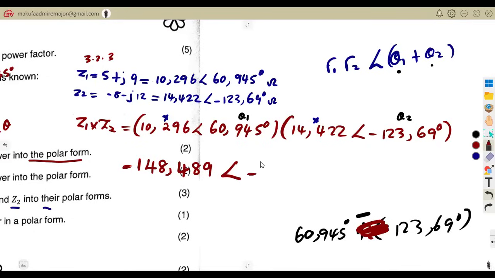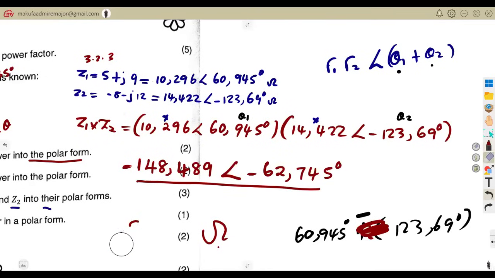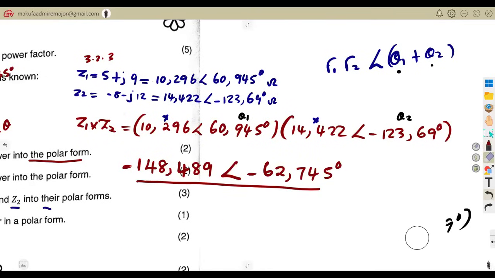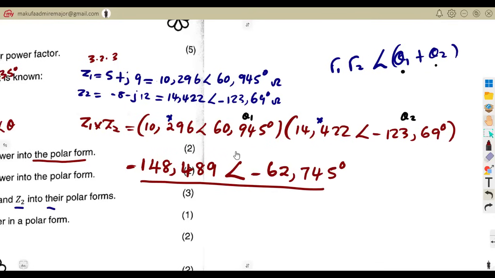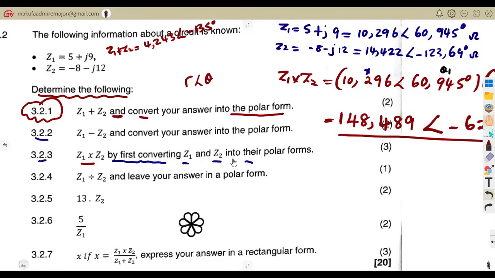All right, that is going to be minus 62.745 degrees. And we cannot say ohm here because, guys, there's a product. This is Z1 in ohms. You multiply it by another Z2 in ohms. So it's going to be ohm times ohm, which is ohm squared. So don't write the units for this one. Just leave it like that. The product of Z1 and Z2 does not mean that our answer is in ohms. No, that one would be wrong if we say so.